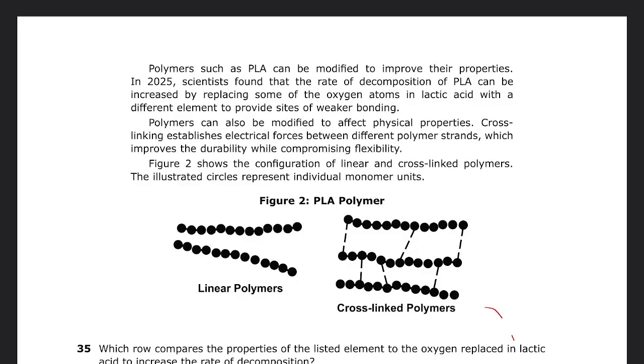Figure 2 shows the configuration of linear and cross-linked polymers. The illustrated circles represent individual monomer units. When I read this, I'm thinking back to that state lab where we had to make our own polymer, gelatin, and where we were looking at the PTFE tape. So this is actually a perfect example of the two polymers that we worked with throughout the year, right? This linear polymer, this is the plumber's tape, the PTFE tape.